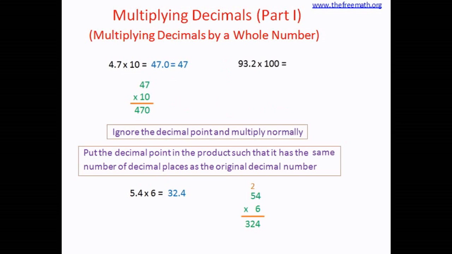The next example is 93.2 multiplied by 100. Again, ignore the decimal point. So 932 multiplied by 100 equals 93,200. Look at 93.2. There is only one decimal place. So let's do the same thing for the product. So the product is 9320.0, which is equal to 9320.